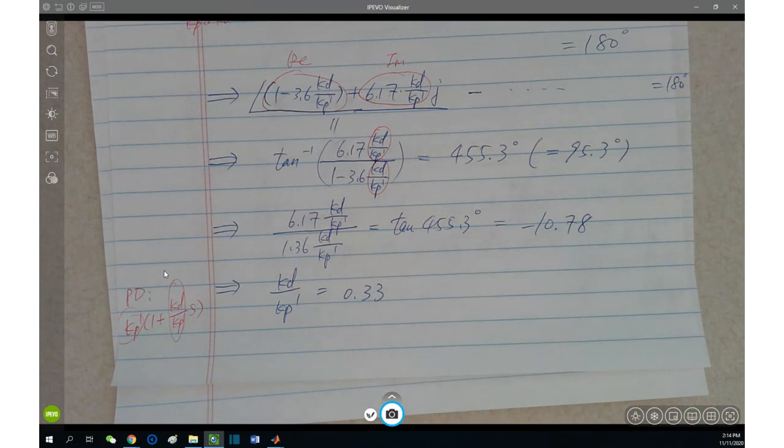Is that problem clear now, everybody? Yes or no? All right, good. Is a cheat sheet allowed? Yes, as usual.